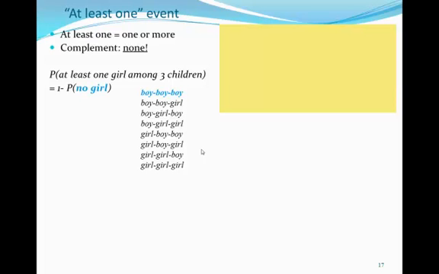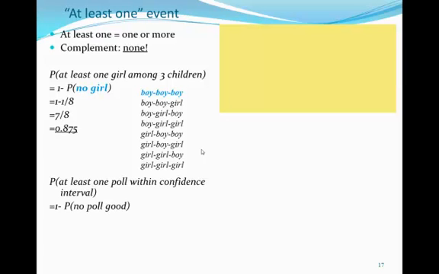That is equal to 1 minus the probability of no girl. The complement event of at least one girl will be no girl. So that means we want all 3 boys, right? That will be boy, boy, boy. And the probability of that occurring will be 1 over 8. So the probability of at least one girl among 3 children will be 1 minus 1 over 8, which is 7 over 8, which is equal to 0.875.